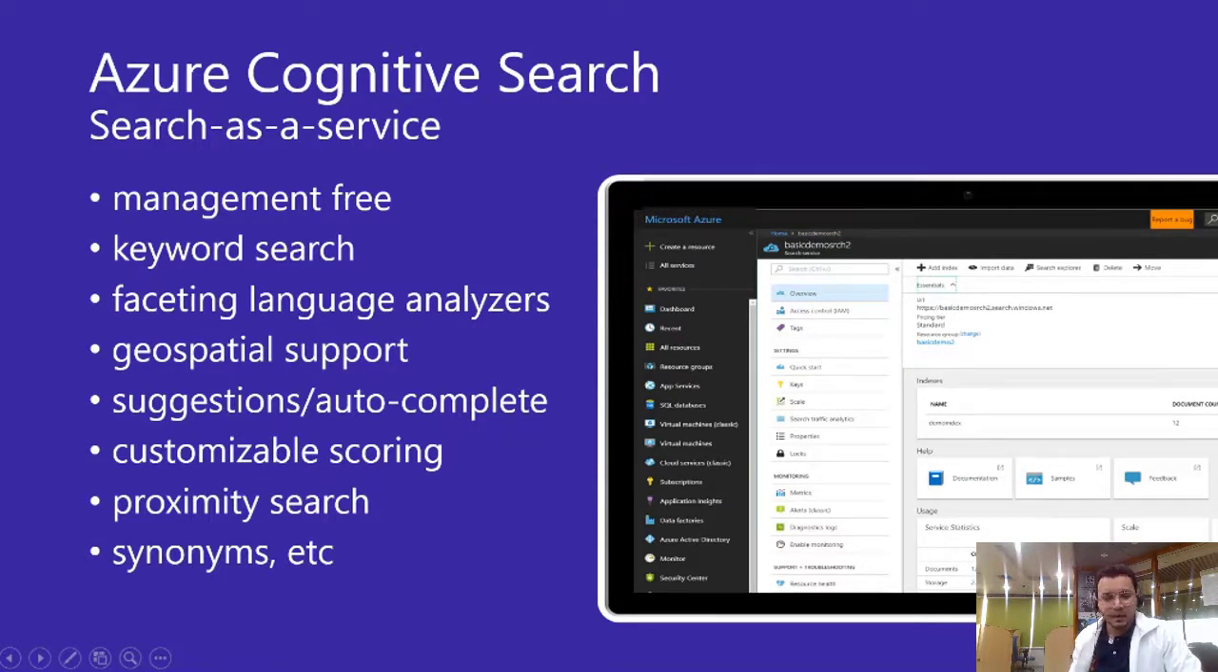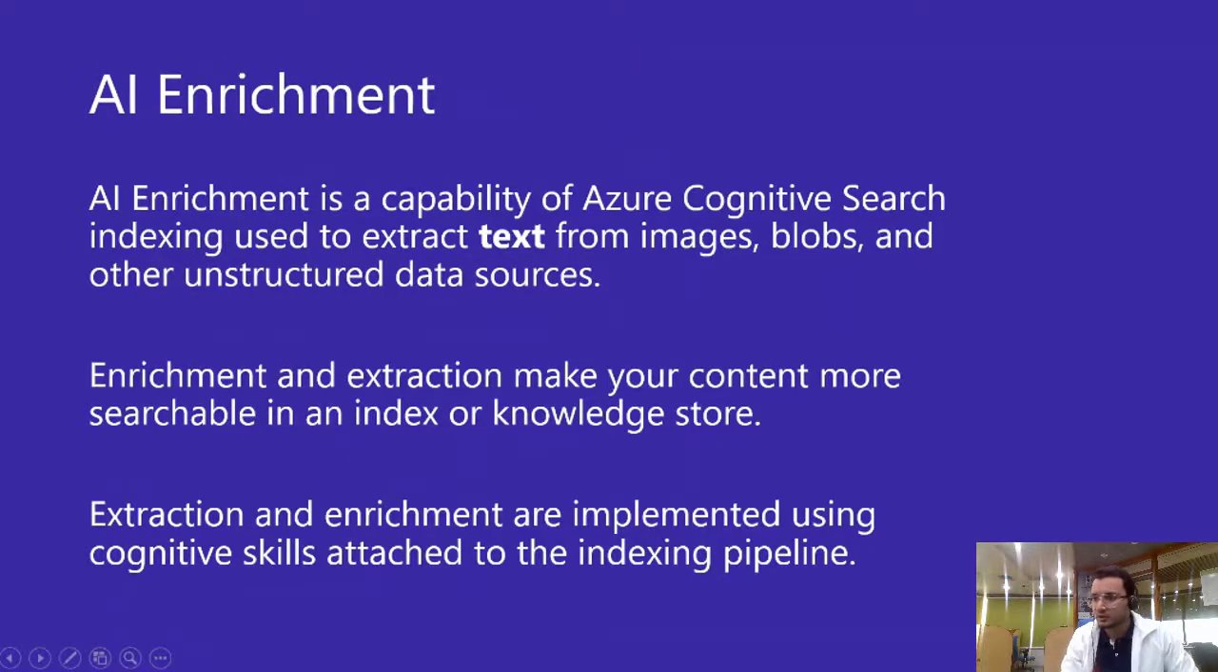Then after the management part is offloaded, you have keyword search or typical Lucene searches available. You can do all sort of stuff that is offered by alternatives: keyword search, language analyzer, geospatial search, suggestions. We have autocomplete, we have proximity search, and you can use synonyms. So it's not just key value pair searching. It's AI enabled, a sort of intelligent search. So it was already available. Then they boosted this with the AI enrichment.